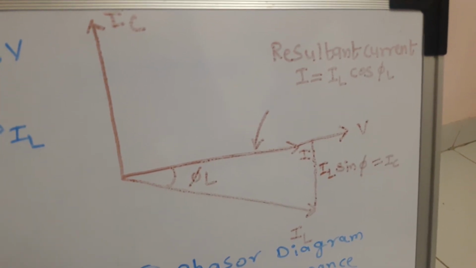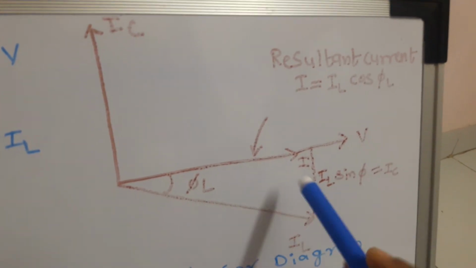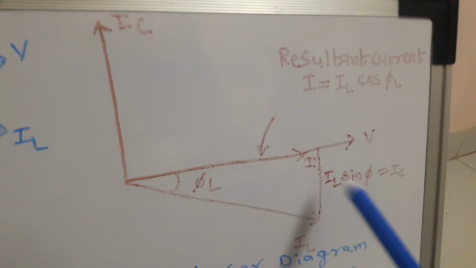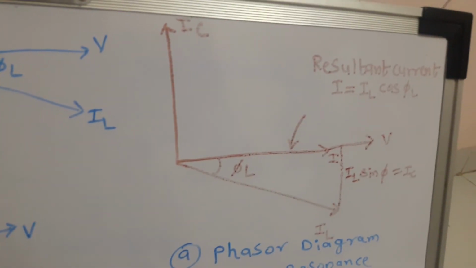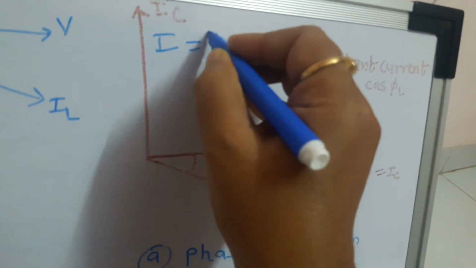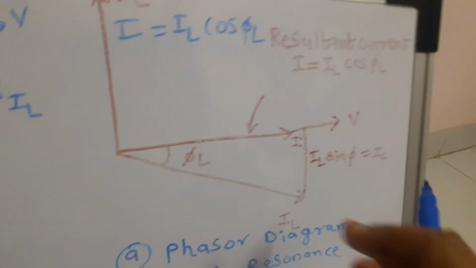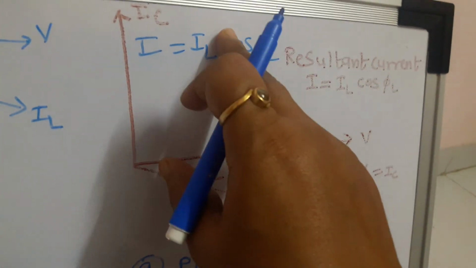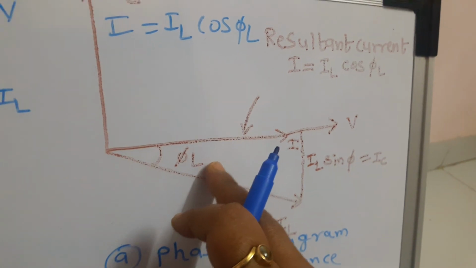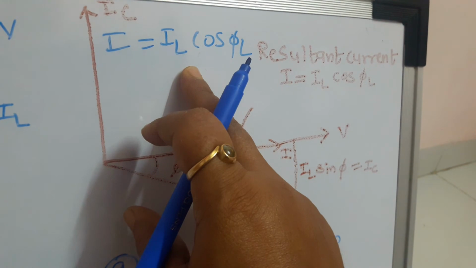Therefore at the resonance condition, this is the current I and this is phi L angle. So this I must be equal to IL cos phi L. So at resonance we can write I is equal to IL cos phi L. How did this come? This is phi L. So if I calculate cos of this phi L, this will be this current I. So I must be equal to IL cos phi L.